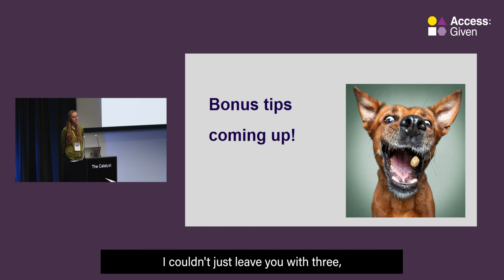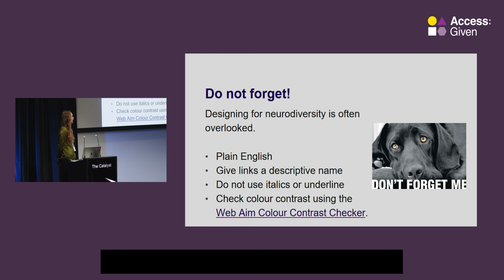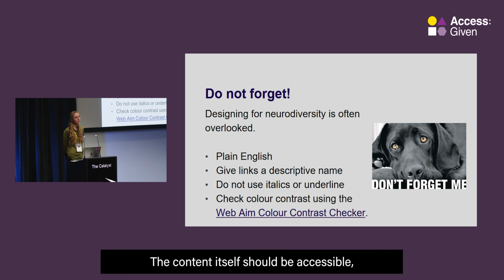I couldn't just leave you with three, even though I only had 10 minutes to run this presentation, so here are a few bonus tips for you to end. Designing for neurodiversity in documents is often overlooked. We tend to go very much for screen reader users and people using assistive technology, which is really important, of course. But some of the more simple things that we might take for granted, like using plain English, matter too. The content itself should be accessible, not just the way we're formatting it.